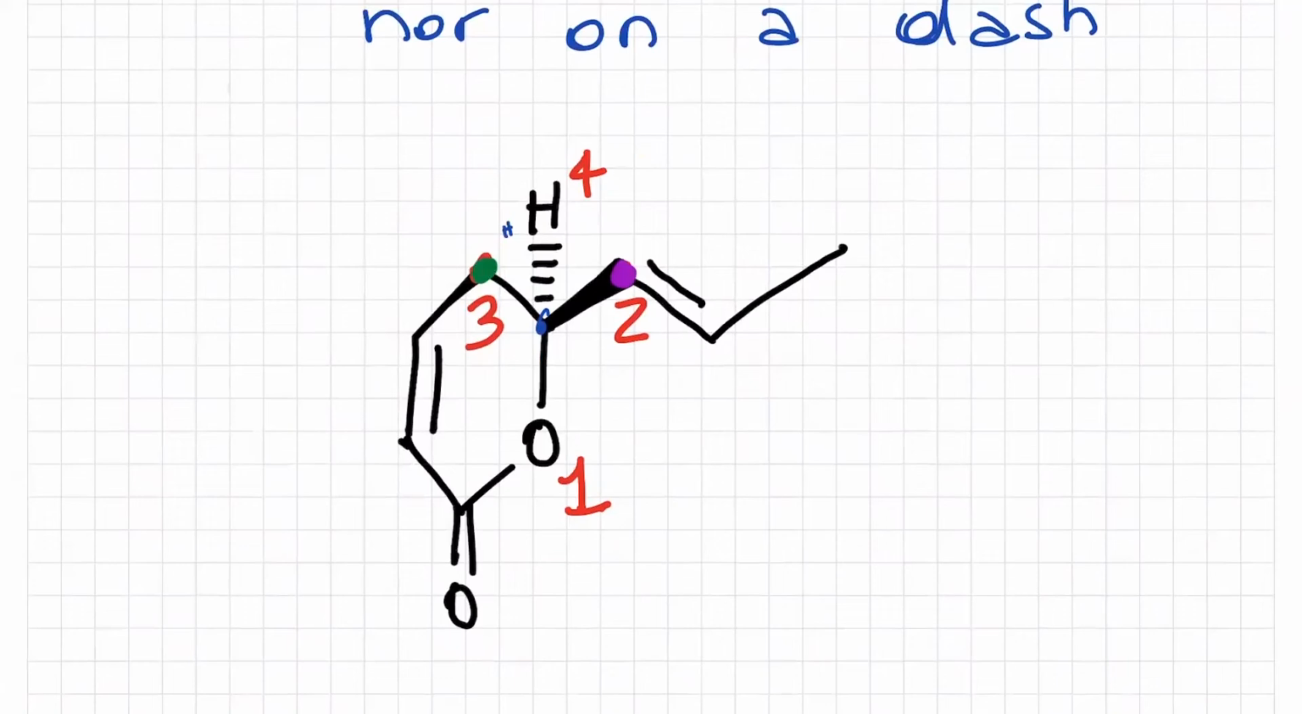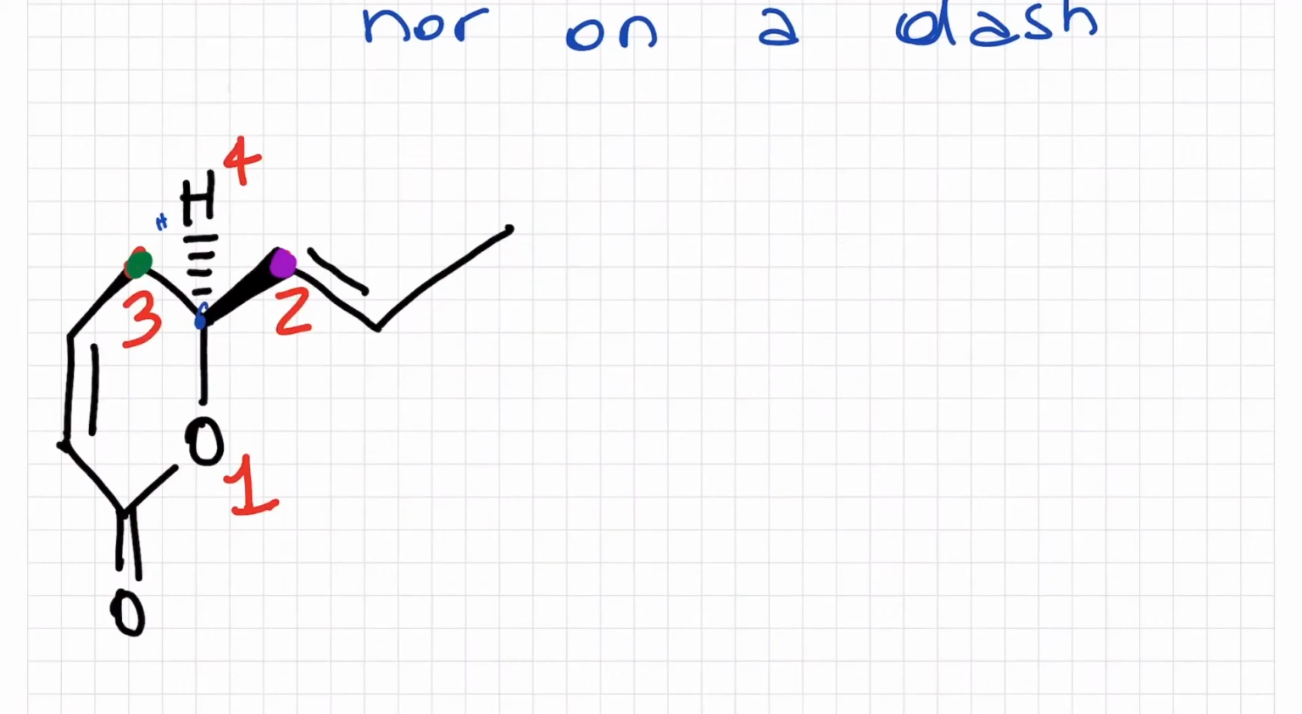Remember to do the motion 1, 2, 2, 2, 3 and move on. Ideally, we want 1 to be on a wedge and 4 to be on a dash. However, here, yes, 4 is on a dash. However, 1 is neither on a wedge nor on a dash. On the contrary, here we have number 2 that is on a wedge.